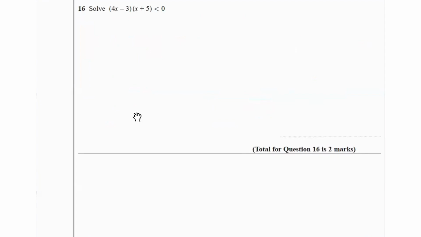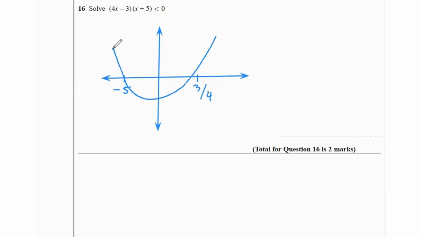Question 16 says solve 4x minus 3 times x plus 5 less than 0. So inequalities. So they've already simplified the answer for us. All we need to do is make a graph and see what the solution is going to be. So x equals to -5 and x equals to 3 by 4. This is a quadratic curve. Let's write that over here.